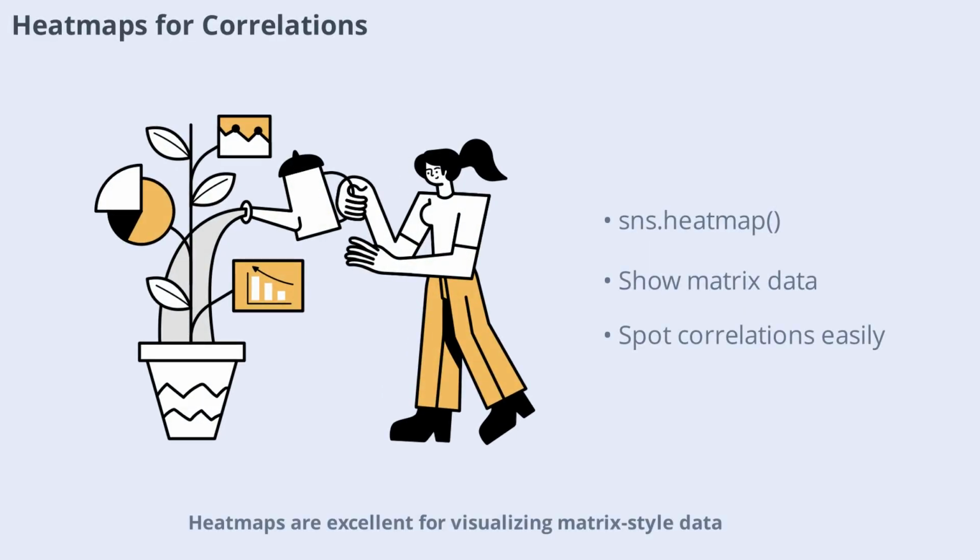Heat maps are excellent for visualizing matrix-style data, such as correlations between variables. With sns.heatmap, you can display values as colors, making it easy to spot strong or weak relationships.